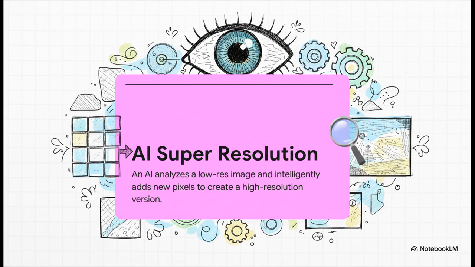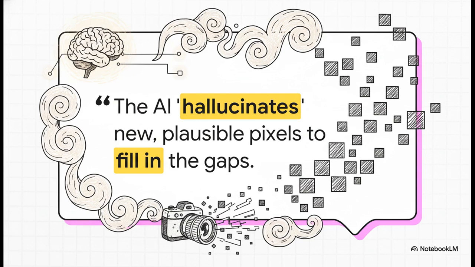You know, the term they actually use for this in the AI world is hallucination, which honestly is the perfect word for it. The AI is essentially imagining the detail that it thinks should be there, based on its training from looking at millions and millions of other photos. So it's not just math, it's almost like a creative act of reconstruction.